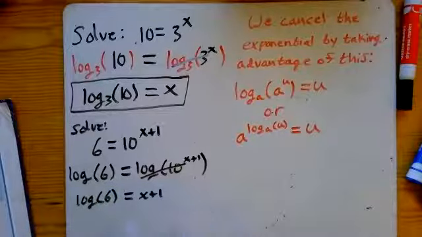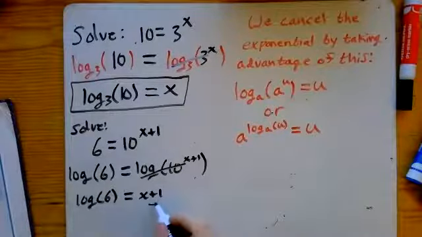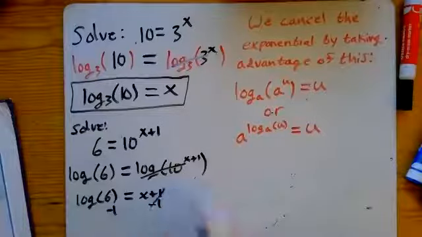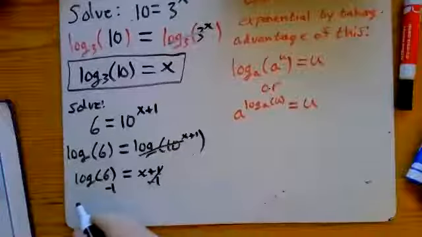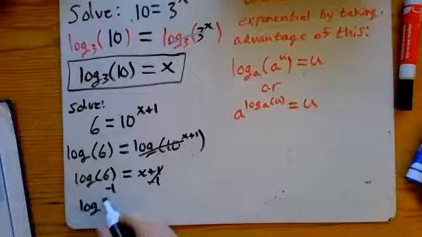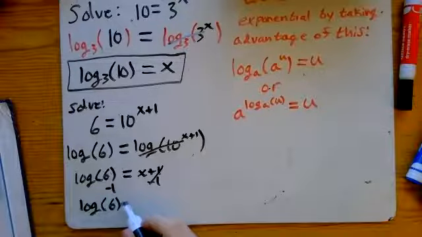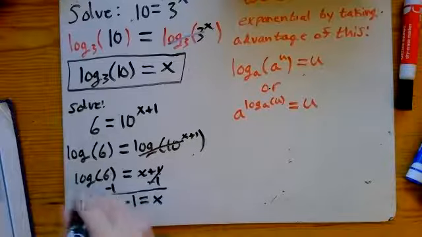Now we're not actually done yet. x isn't on its own. So we can subtract 1 from both sides, and we have log of 6 minus 1 equals x. And there we go.